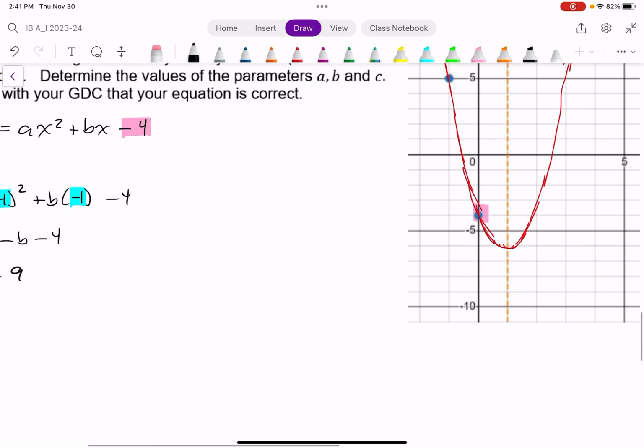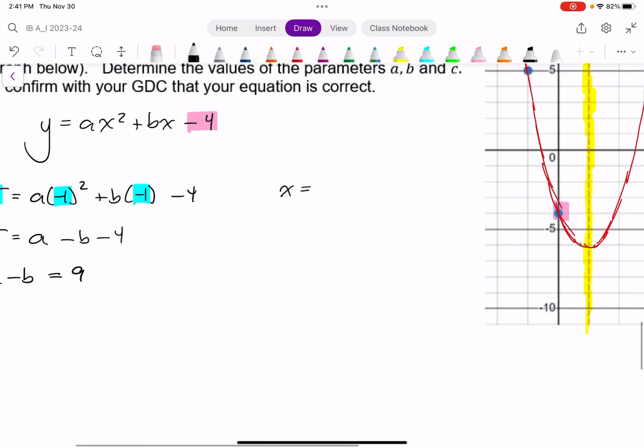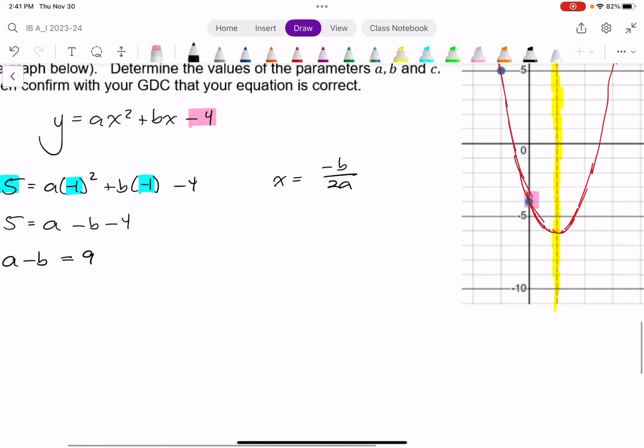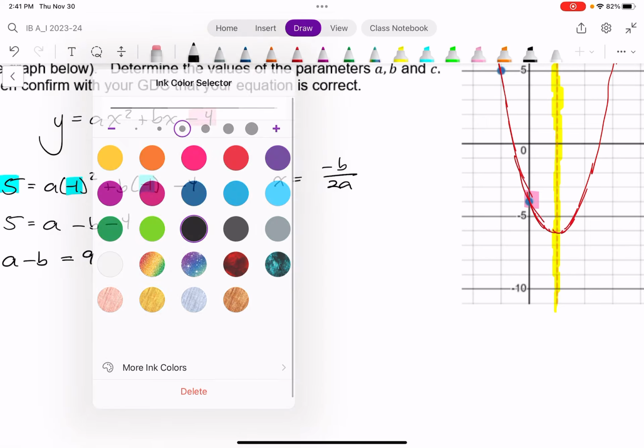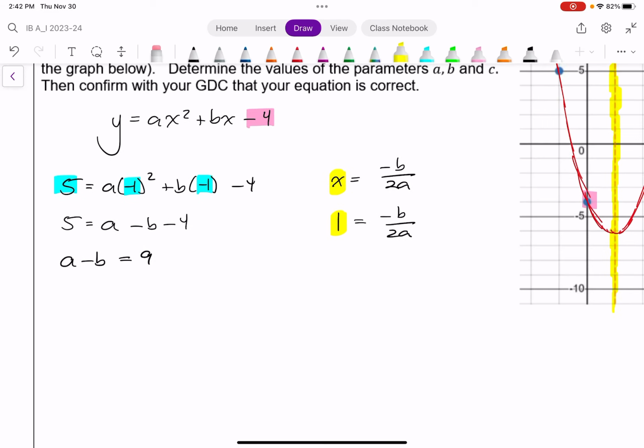However, again, we know the axis of symmetry is right here, which means we know the vertex has an x-coordinate of -1. And remember, we can find the x-coordinate of any vertex if we know minus b over 2a. Well, in this case, I don't know b and a, but I know that the x-coordinate of the vertex must be at 1. So I know this must be true. And now I have another equation with both b and a in it. So put this equation and this equation together, I can solve for a and b.